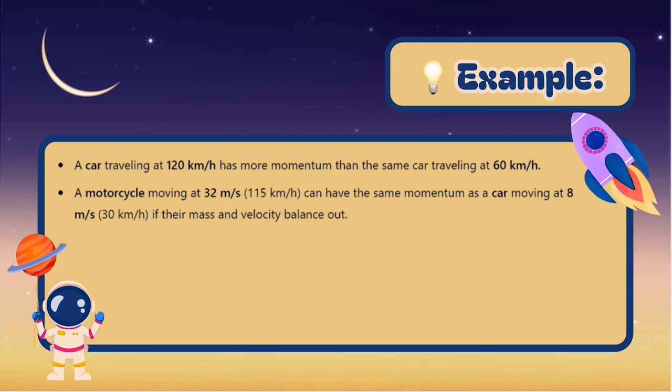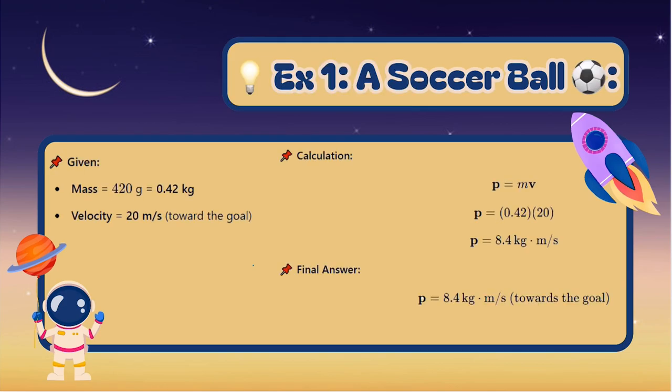A car traveling at 120 kilometers per hour has more momentum than the same car traveling at 60 kilometers per hour. It's like you have two VW Polos, same model, same year, same size, and you put them on a race. The one that is traveling faster will have the highest momentum. Alright. Now let's do some examples.